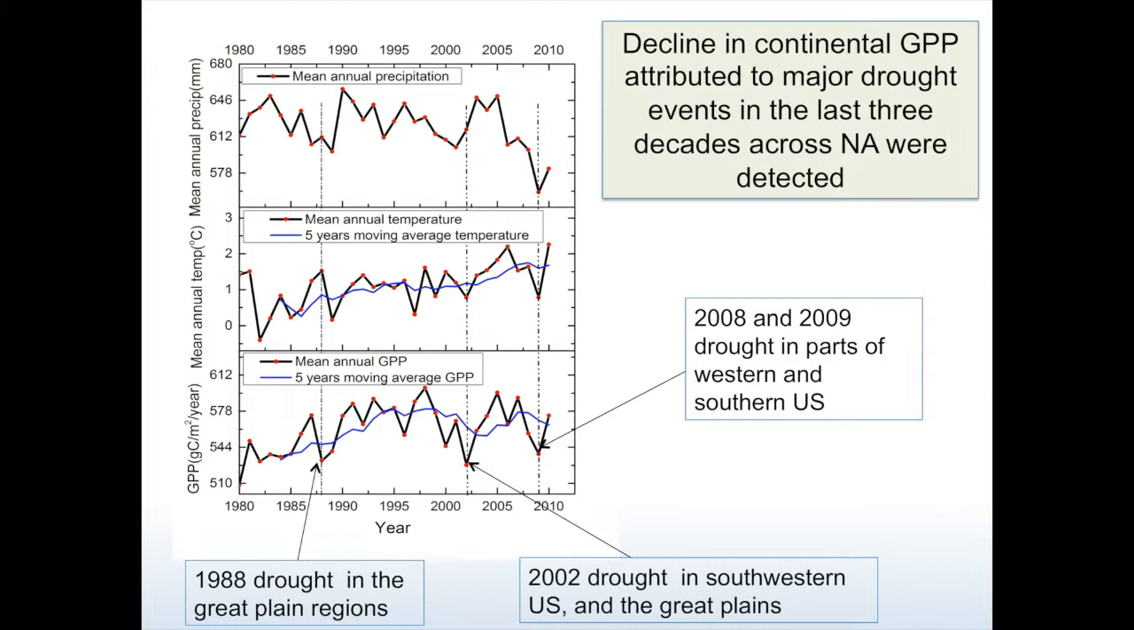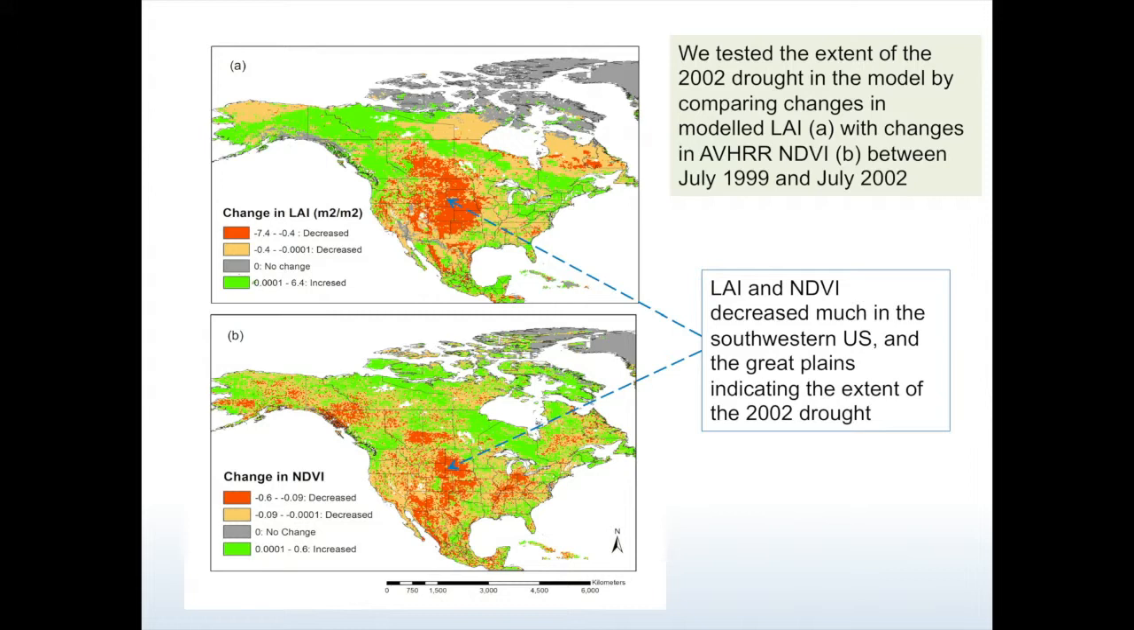So these drought effects are being picked up at a continental scale in our modeling work, but are we capturing the regional distribution of that dip? Let's go to the next slide. What we want to do is test the extent to which we can capture the geographic distribution of the 2002 drought by comparing changes in model LAI with changes in the Advanced Very High Resolution Radiometer NDVI.